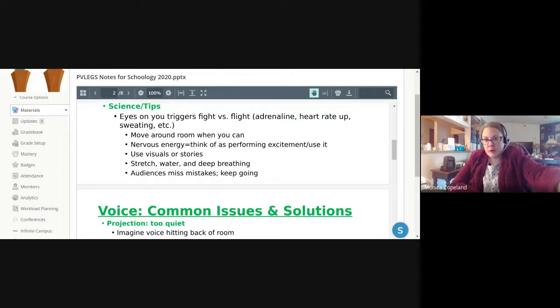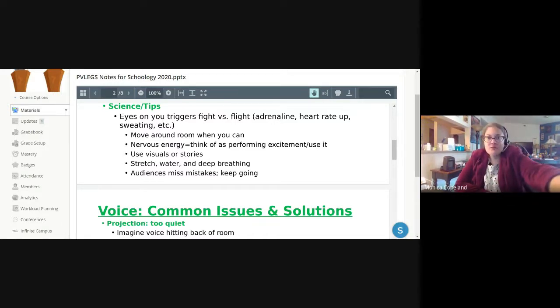Another thing that works well to help with your nerves, and possibly the nerves of the audience, is to use visuals or stories as much as you can in telling and giving speeches. Humans are very visual and we're very tuned into the rhythms of storytelling. So both of those things work great for getting rid of nerves because they help you engage with people in a different way and help the audience connect to what you're saying.